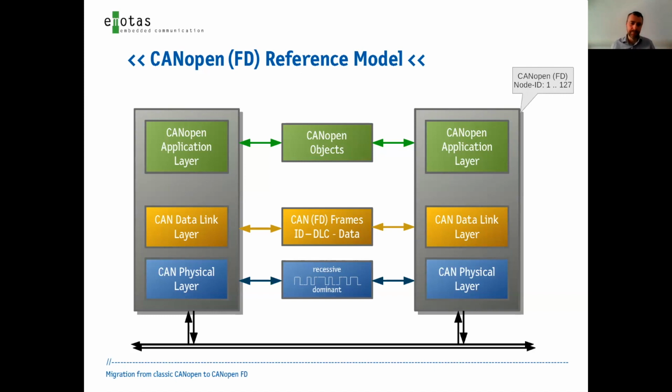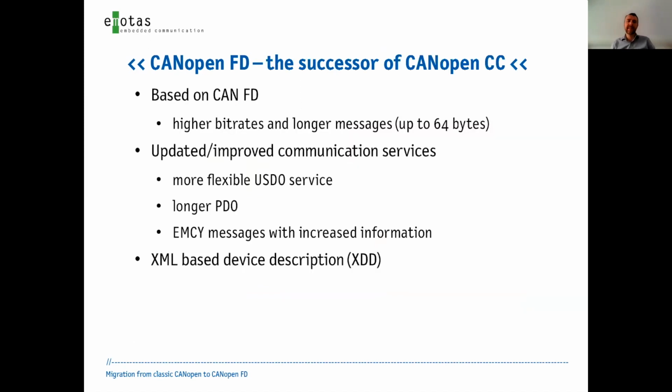CANopenFD is the successor of classical CANopen, and of course, it's based on CAN FD, and it uses the higher bit rates and the longer messages. So the idea is to use the features which are available from CAN FD.